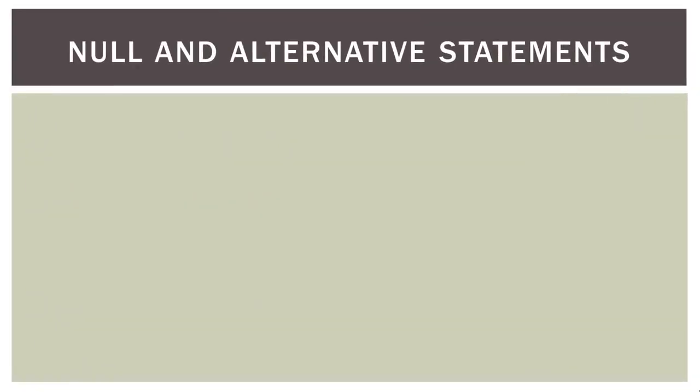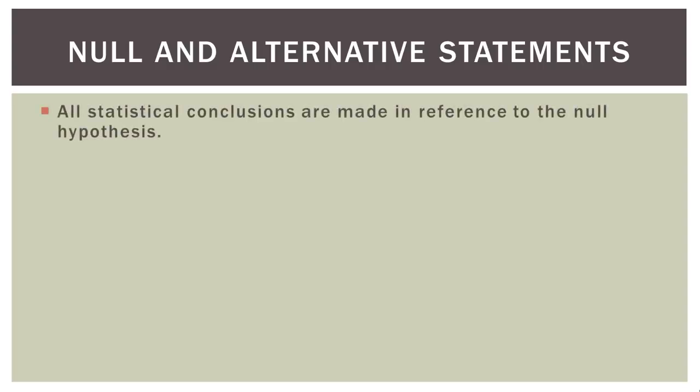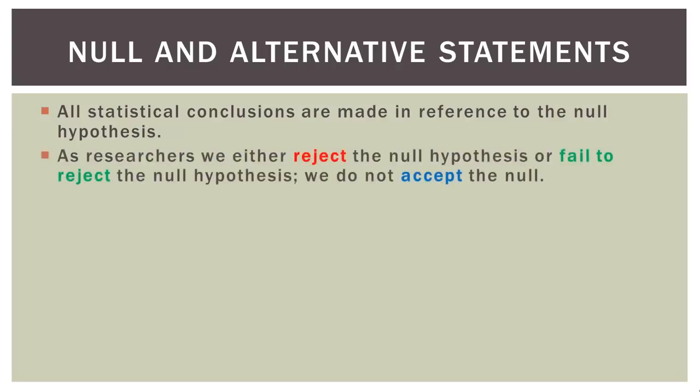Okay, and this is arguably the most important slide in the first half of this video, because it's about how we set up and interpret our null and alternative statements. Now, first and foremost, always remember that all statistical conclusions are made in reference to the null hypothesis. As researchers, we either reject the null hypothesis or fail to reject the null hypothesis. We do not accept the null.